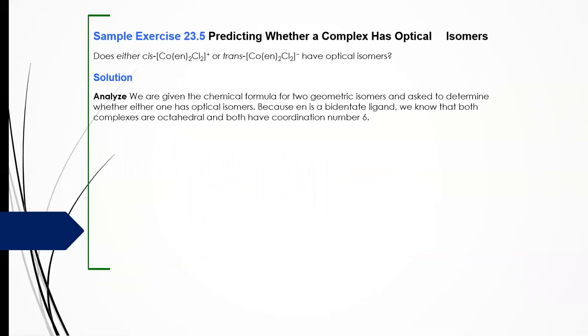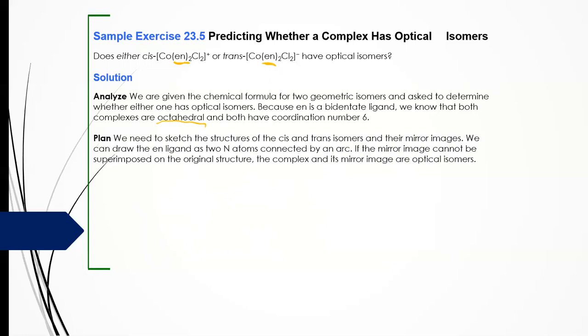Now, what we want to remember is that en is a bidentate ligand, and that means that it should connect twice. So both of these complexes are going to be octahedral in their shape. Even though we only have 4 ligands, the en ligands both have 2, so that's 2 times 2, which is giving them 4 connection points plus our chlorines. So we're going to sketch out that structure and their mirror images, and then we're going to see if they can superimpose. If they can superimpose, then we know that they are not going to be optically active. If they can't superimpose, then we know that they will be.